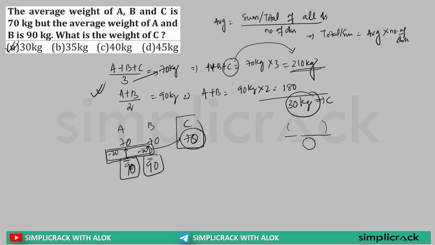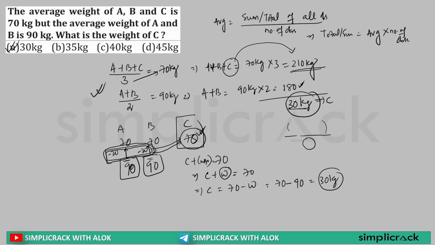Yes or no? Yes. Here also we saw 180 kg was their value, and 30 kg was C's value. That means this value was added to C and C's value becomes 70. So C's value becomes 70 after addition of some weight. If I say C plus weight is equal to 70, because this weight has come from A and B, then C's weight is 70 minus the weight. Here the weight is 20 plus 20, 40. Sir, 70 minus 40 is equal to 30 kilo. So the actual weight of C is 30 kg. But the average weight is 70 because this 40 kg was distributed from A and B to C.